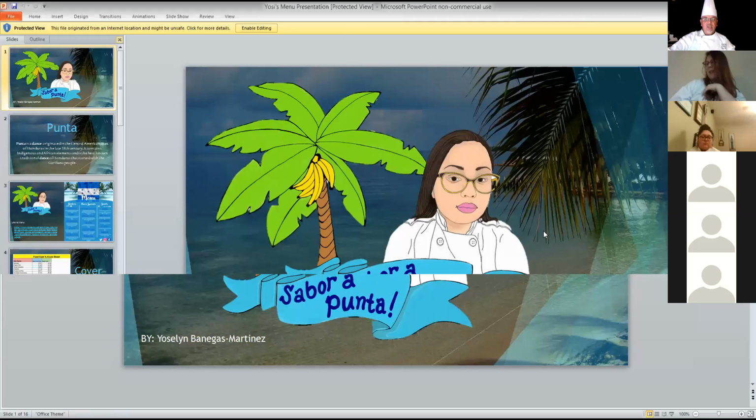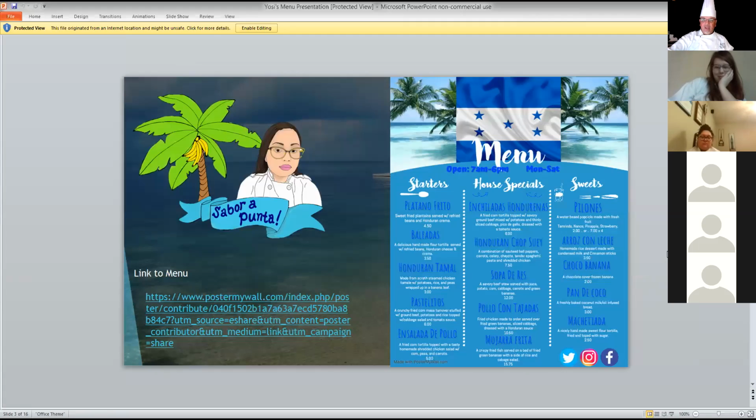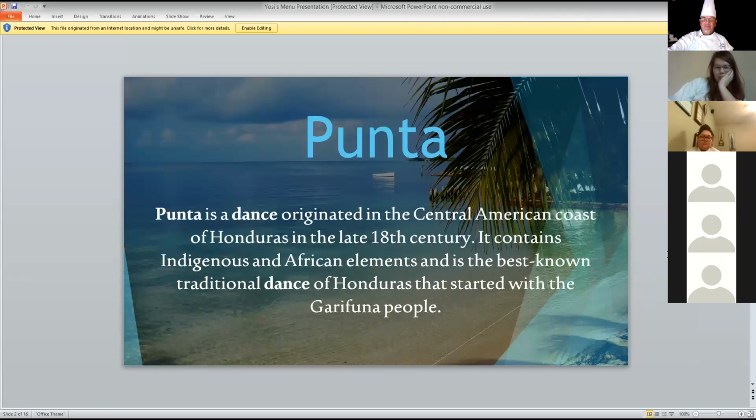So Ms. Yossi had her partner draw her logo, and with the app on her phone, she loaded her finished drawing into her phone, touched it up, and made it into her logo. Her concept was Honduran cuisine. That's her slide project. The name of the place is called Sabor Punta, On Point.